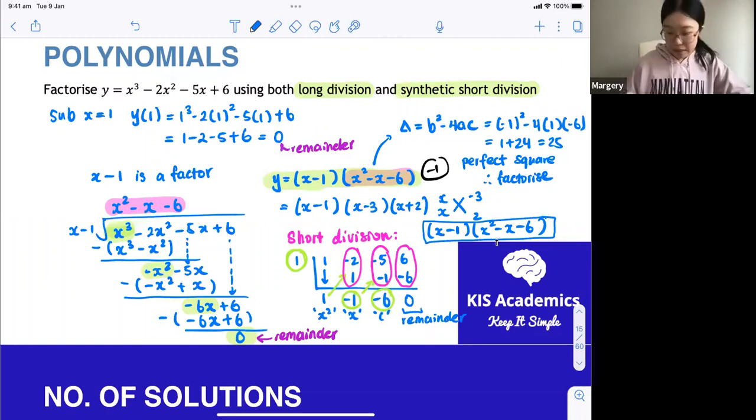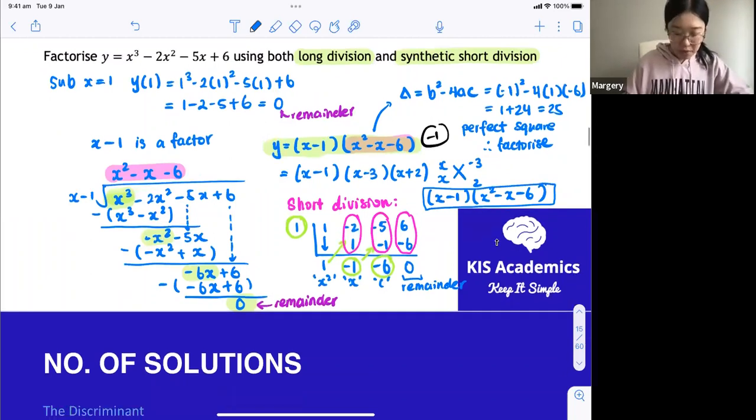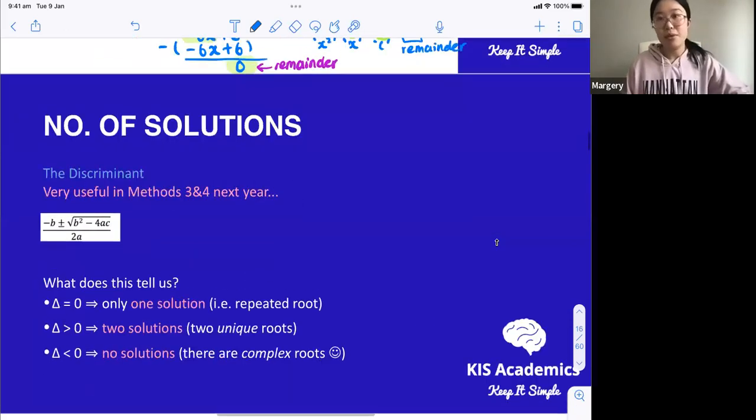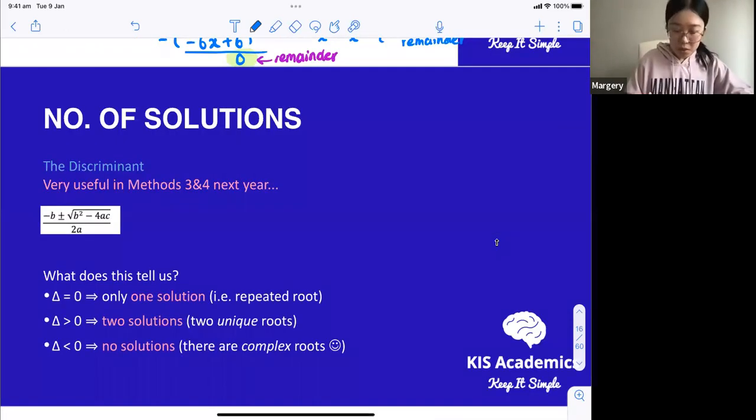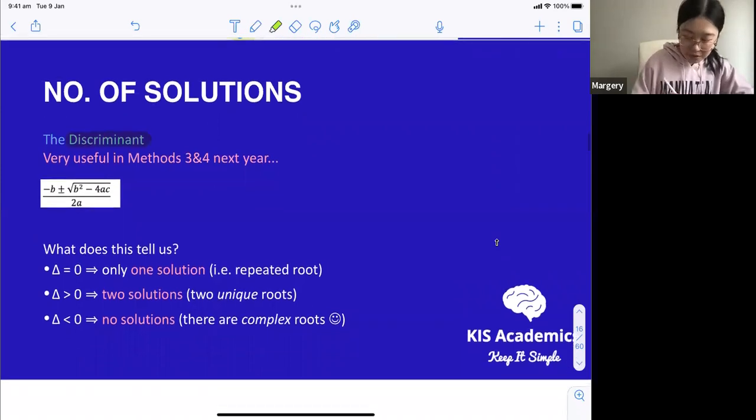We'll keep going and move on to the next topic, which is talking about the discriminant and number of solutions. When we refer to number of solutions, we're talking about the concept of discriminant. This comes in very handy for next year. You'll see a lot of this as well in 3-4 methods.